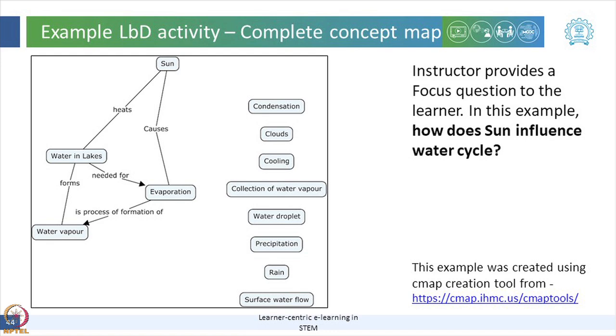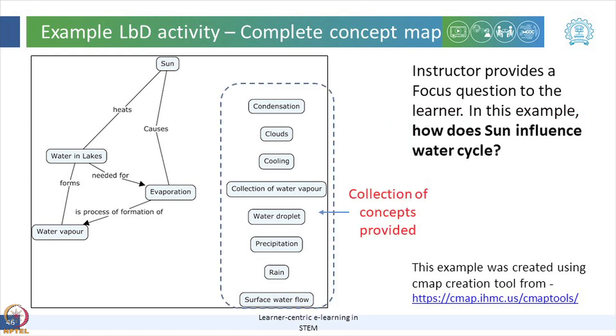The next example is perhaps even at a higher level, apply or even at an analysis level. And this involves completing a concept map. Here the instructor provides a focus question to the learner. In this example, the focus question is, how does the sun influence the water cycle? And a collection of concepts involved are provided. What the learner has to do is to connect the concepts with meaningful propositions so that together the concept map can answer the focus question. Alternately, a partial concept map or perhaps a slightly incorrect concept map could be provided, and the learner can evaluate and correct the map. So again, this activity can be at an analyze or even at an evaluate level.